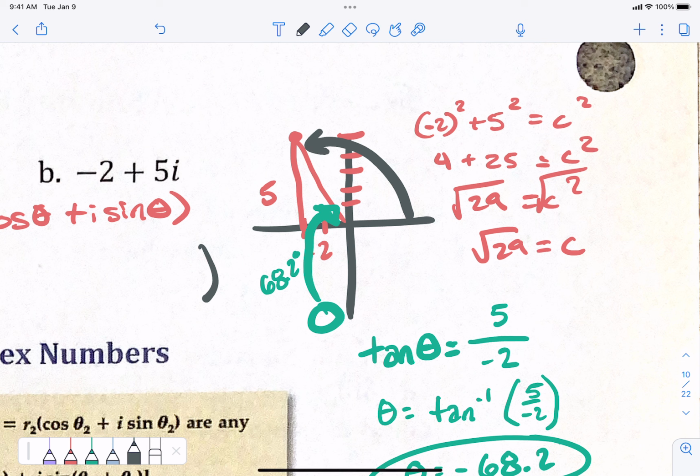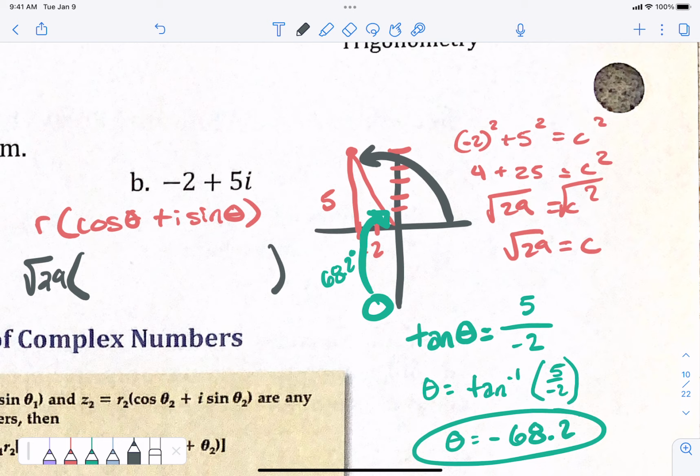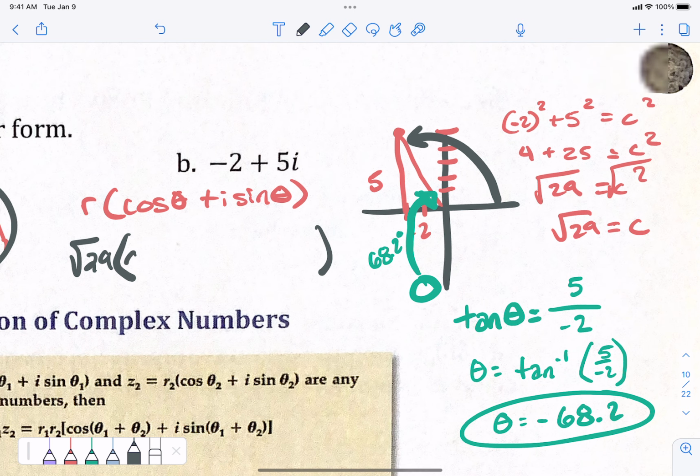So we have to reflect that it's in the second quadrant, which means it has to be more than 90 degrees, right? So how do I figure that out? Plus 180. Yeah, so we're going to subtract this 68.2 from 180. So like 111 something degrees. 112 if you round. We'll just go 112 degrees. So we have cosine of 112 degrees plus i sine of 112 degrees.